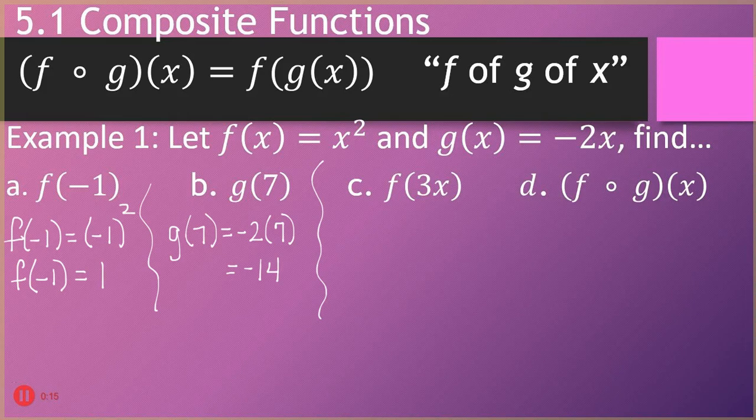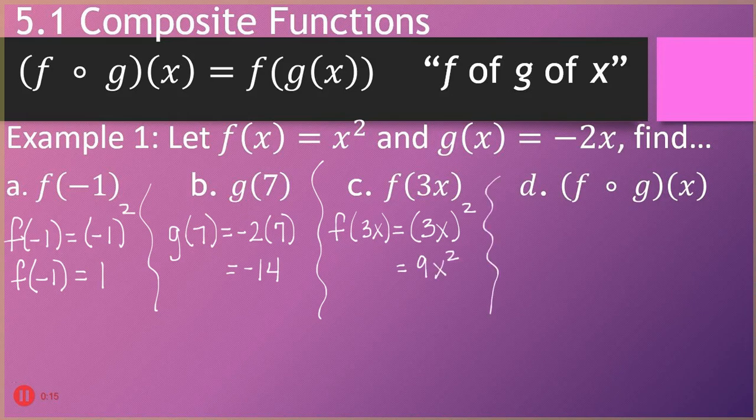For question C, I'm back to the f function. And in place of x, I am putting in a 3x. Notice that I am putting parentheses around the 3x, and that's really important in this example because I'm squaring the 3 and the x. To show that, I'm going to surround it with parentheses. And 3x squared would equal 9x squared.